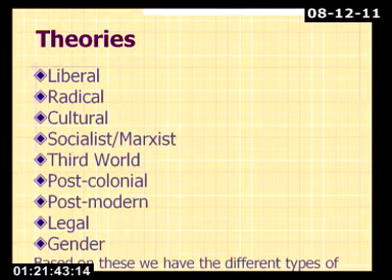So we have liberal theory, radical, cultural, socialist, Marxist, third world, post-colonial, postmodern, legal, and gender theories. And in the end, I will also like to talk about the feminist theory of justice, how they talk about justice as an aspect of feminism. Now, let's take up the first theory, which is liberal feminism. I will not take up all the theories, but I am going to pick up the important ones.